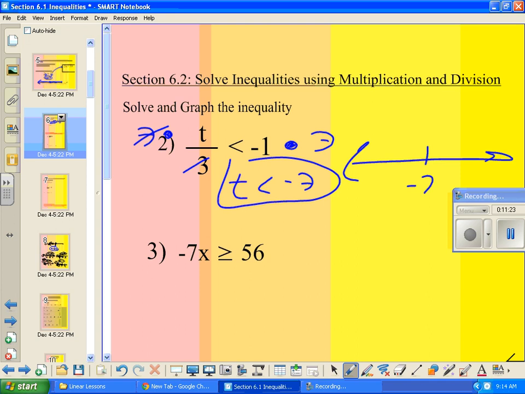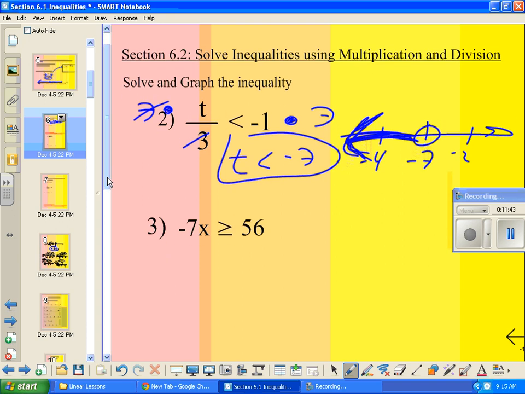What would the graph of this look like? Well, here's -3, here's -4, here's -2. It'd be an open circle on -3 because it's just less than. And I'd be shading to the left in this case. All numbers that are less than. The numbers that are more negative are less than -3. So that one's fine. That one actually I can solve just normal.